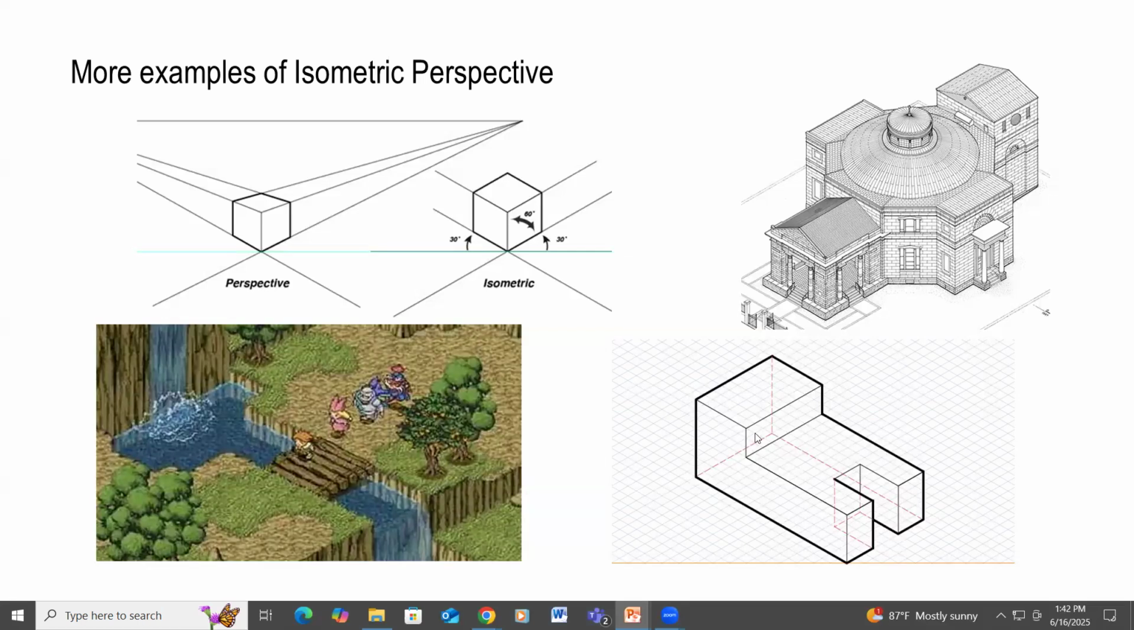I'm guessing, let's see, 1, 2, 3. So that's 3 diamonds high. This is 1, 2, 3, 4, 5, right? So this is 3/5 the length of that.